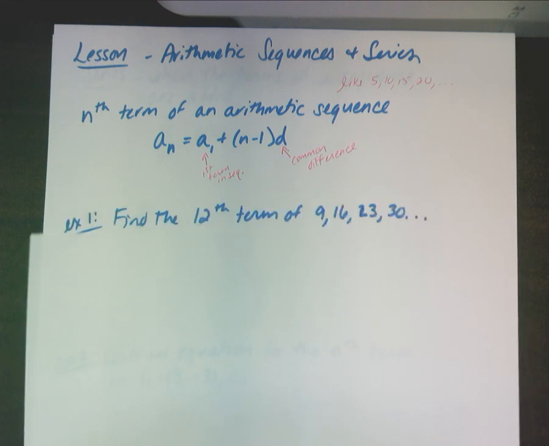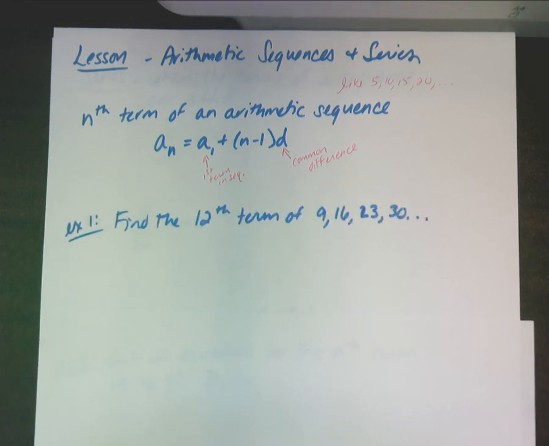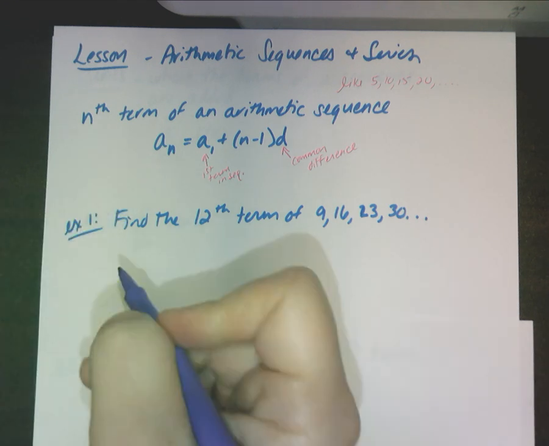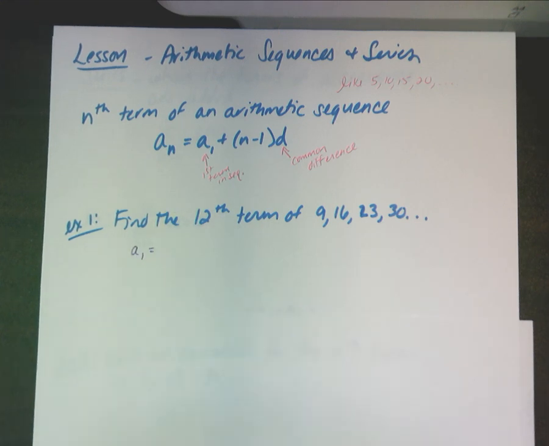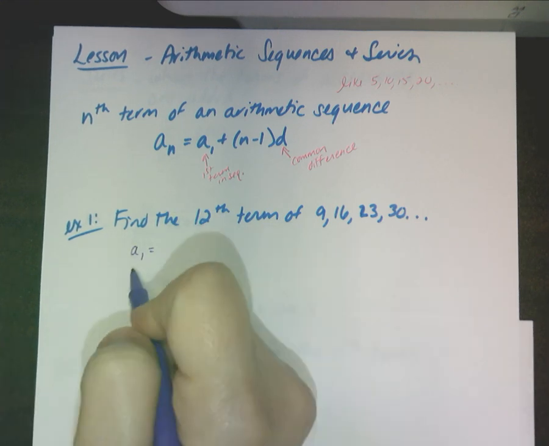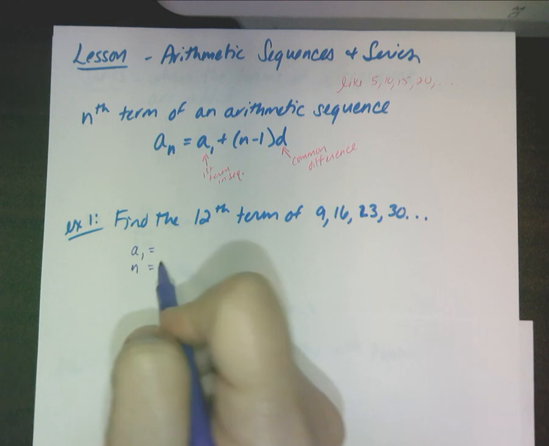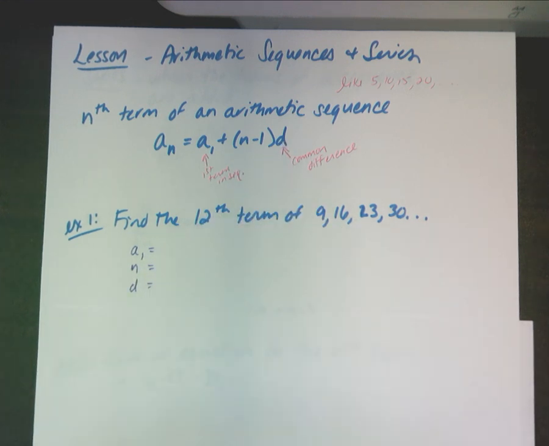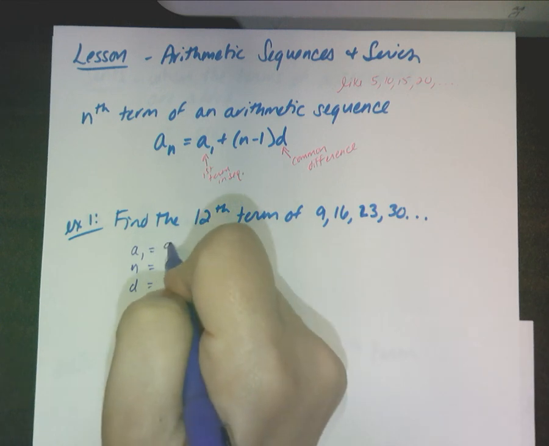So let's do an example of this. Find the 12th term of the sequence 9, 16, 23, and 30. Okay, so what do we really need? We need our first term. We need to know what n is. Again, looking up at this formula, and we need to know what d is, our common difference. Okay, so our first term, it's easy. It's 9, right there.